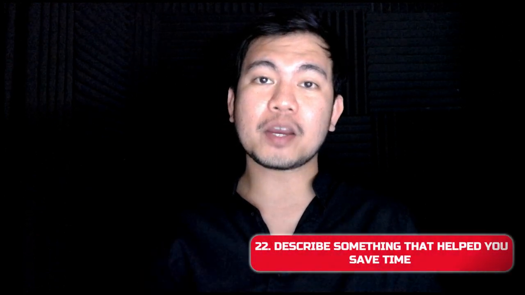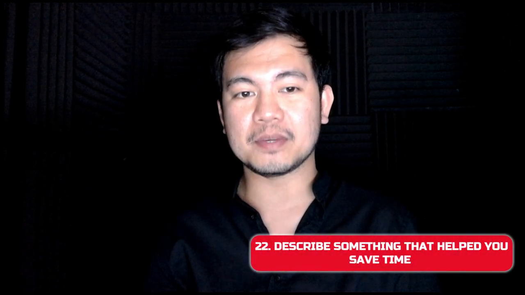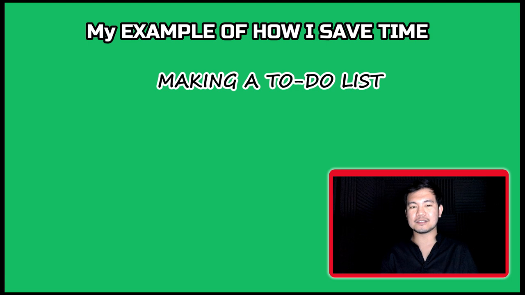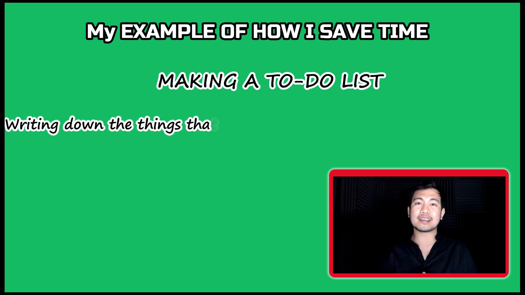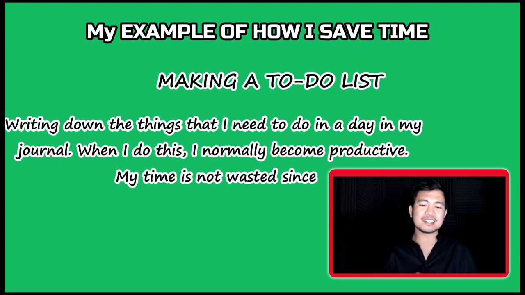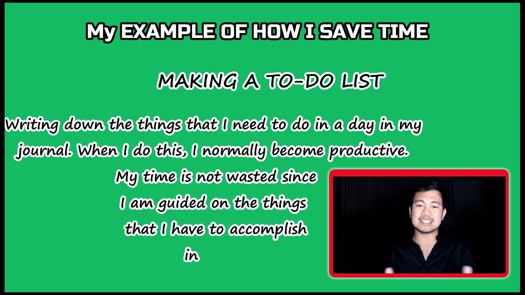Next, we have here describing something that helped you save time. Well, if I get this cue card, I'll simply talk about making a to-do list. Like writing down the things that I have to do so that I'll be able to become productive. More often than not, we aren't so productive, especially these days. We waste so much of our time because of so many distractions, such as the use of social media applications or watching movies online. So if we make a to-do list every single day, we're able to accomplish a lot of things. And of course, we're able to save so much time.